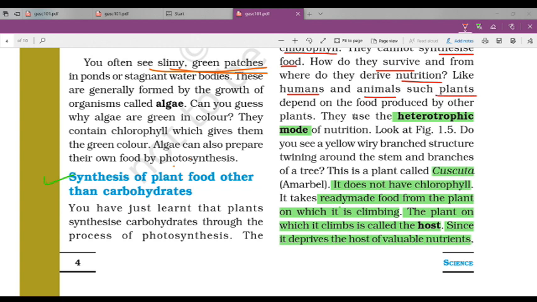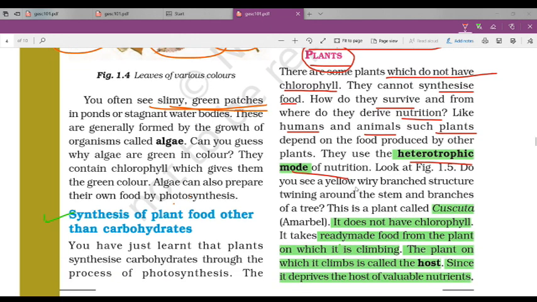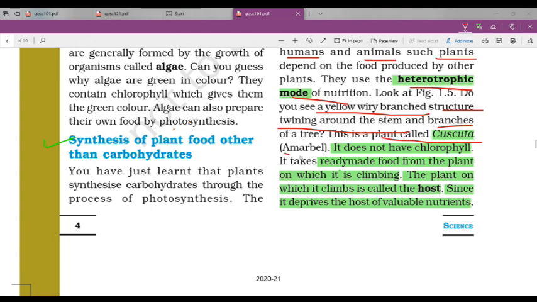So the plants which cannot cook their food, or the animals which cannot make their food, have a heterotrophic mode of nutrition. For example, you have seen a yellow wiry branched structure twining around the stem and branches. Have you seen it, bachcho? This plant is called Kaskuta, and in Hindi it is called Amarbel.